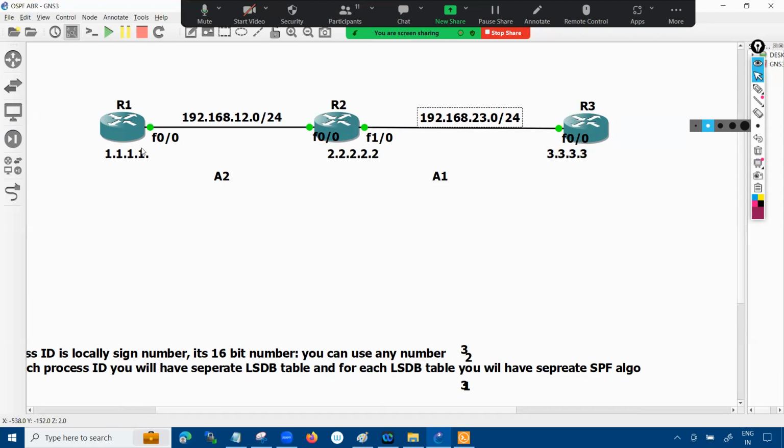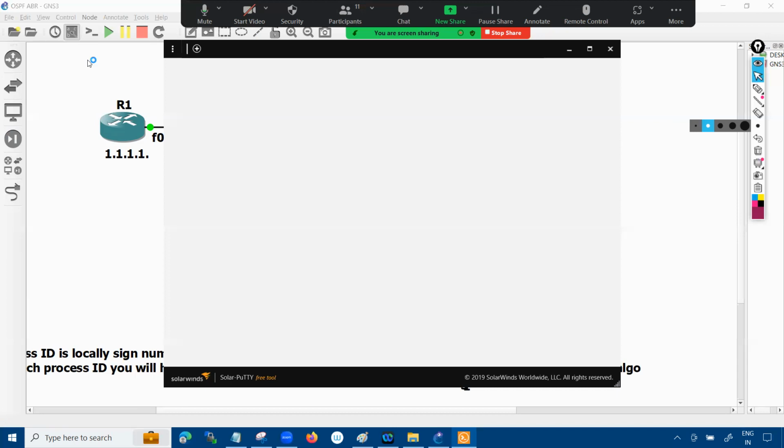So see what's happening over there right now. We don't have an area 0 over there. So if you don't have area 0, can I provide communication between this loopback and this loopback? Of course, you cannot do that, right? Because we don't have area 0. If you don't have area 0, you cannot provide inter-area communication. Very interesting lab, right? Do it at home as well.